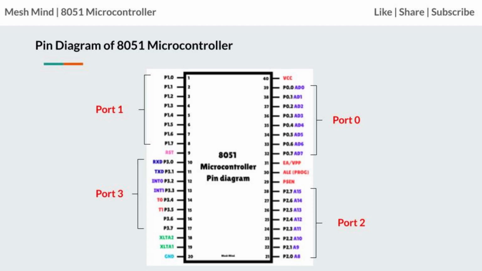Pins number 18 and 19, XTAL1 and XTAL2. These connect the crystal oscillator, which decides the system clock. Pin 20 is ground. Pin 40 is VCC power supply, typically plus 5 volts. Pin 29, PSEN, program store enable, used to read external program memory. Pin 30, ALE, address latch enable, used to demultiplex the address or data bus. Pin 31, EA, external access. If connected to ground, the controller uses external memory.